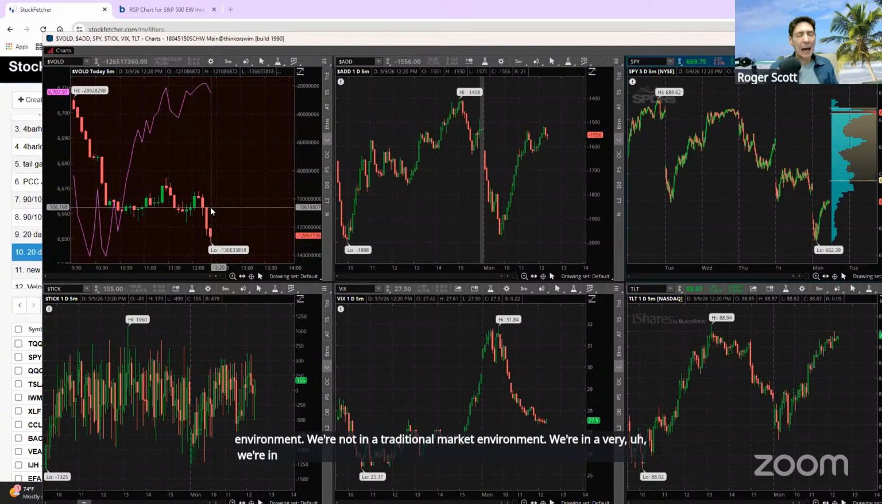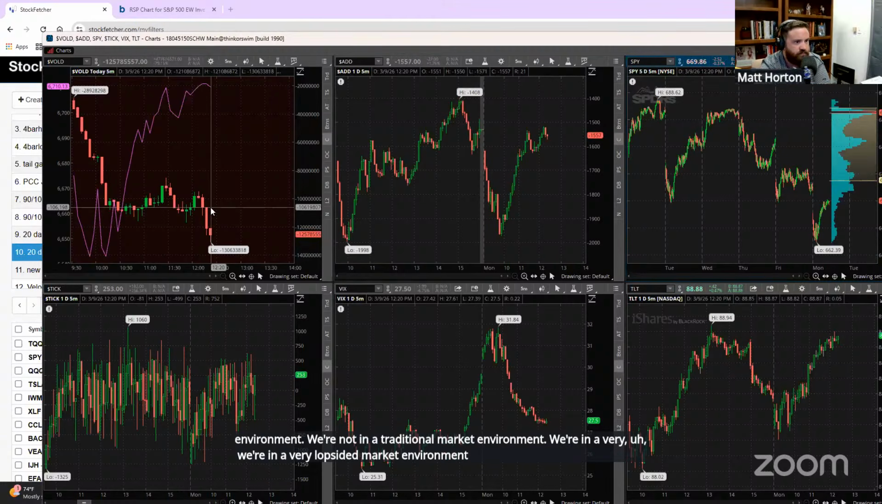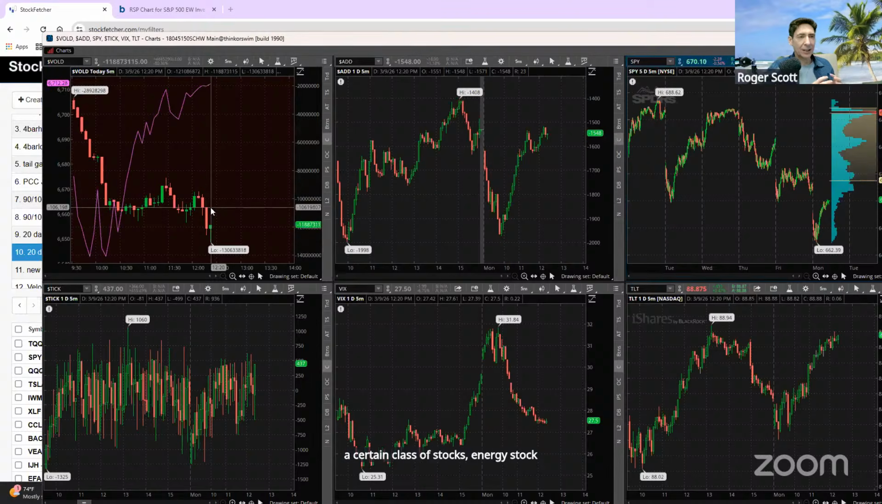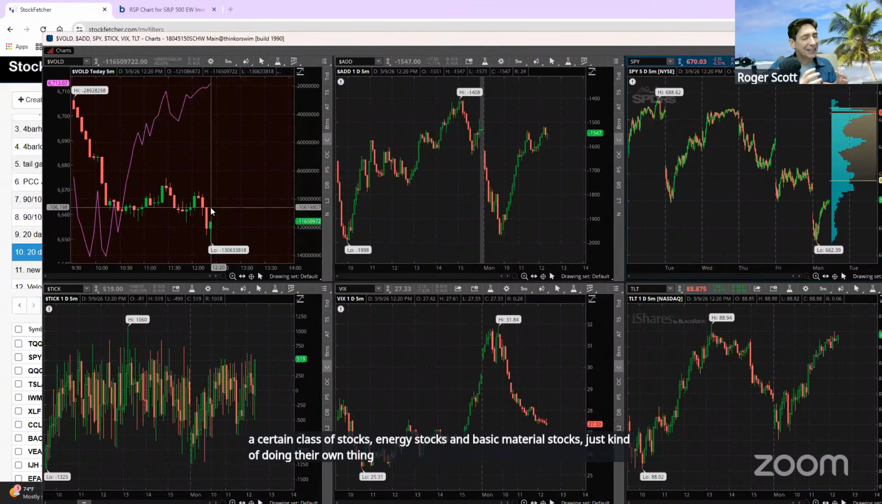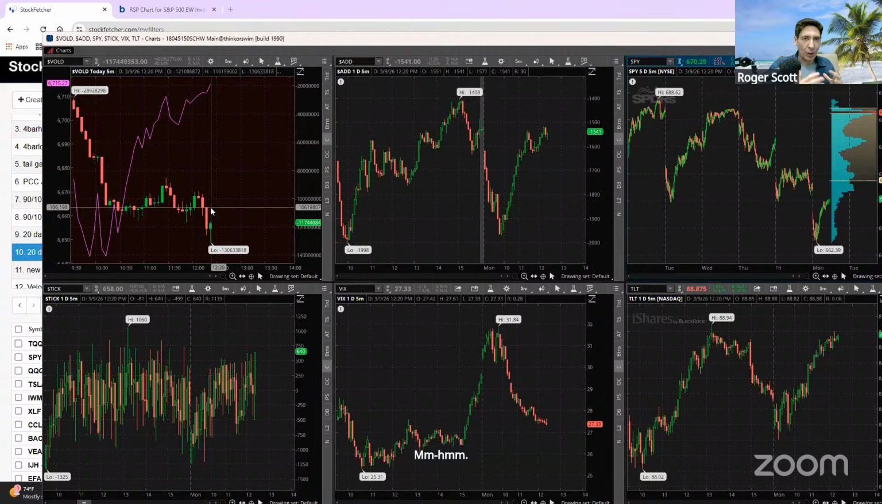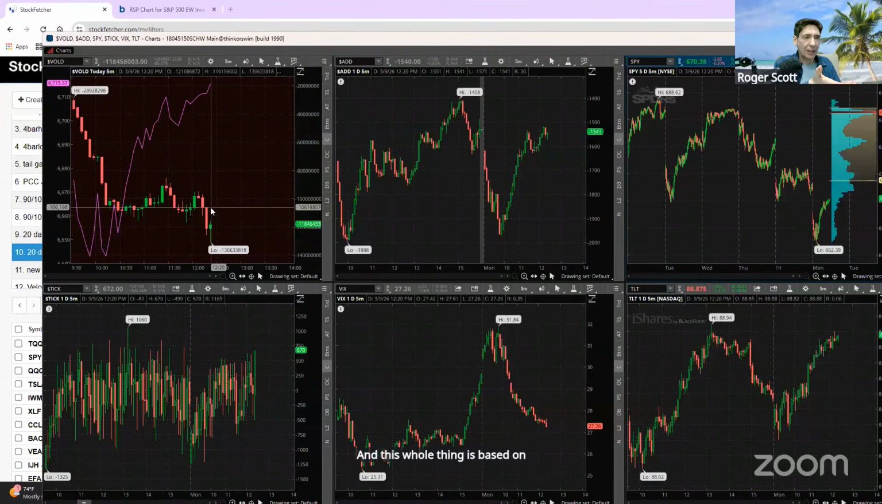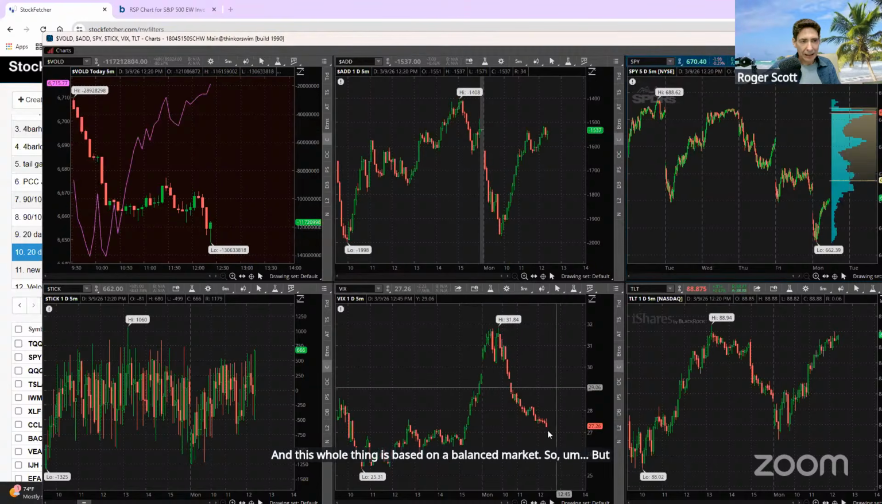We're in a very lopsided market environment where you have a certain class of stocks, energy stocks and basic material stocks, just kind of doing their own thing. So you don't have a lot of evenness to this market. So I would put less weight in the VOLD when that happens, because we don't have a balanced market, and this whole thing is based on a balanced market. Right. So, but notice volatility.